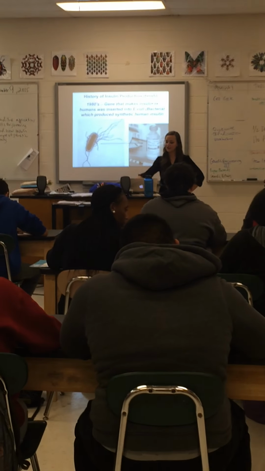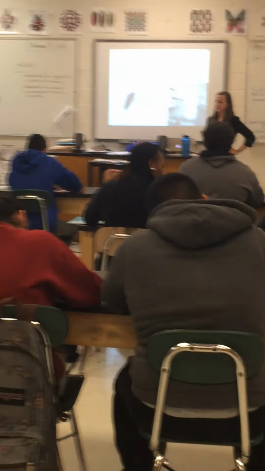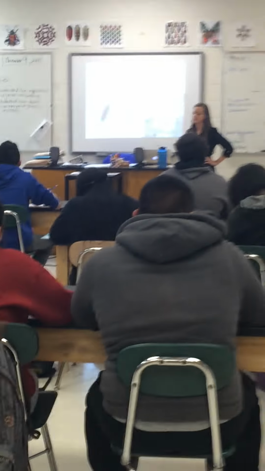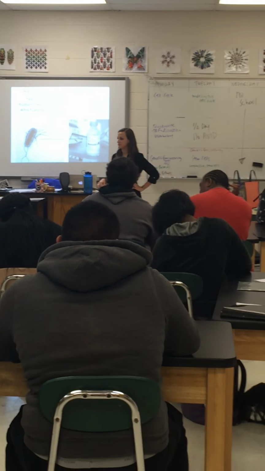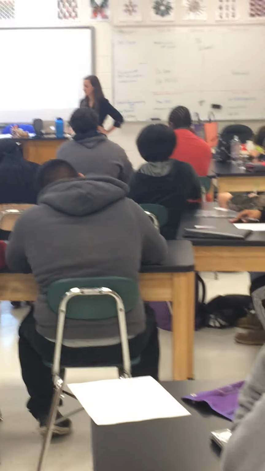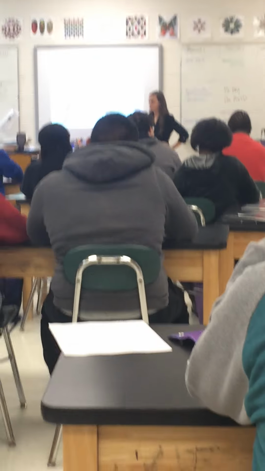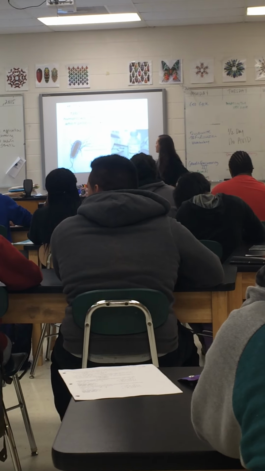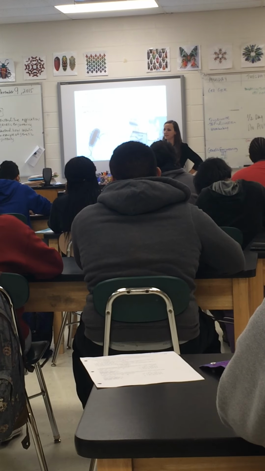In the 80s, we started taking the genes that make insulin in humans and inserting them into E. coli bacteria and producing synthetic human insulin. So we're not slaughtering animals anymore, we're genetically engineering insulin. Don't feel like you have to write all of it, just know that we're using E. coli.